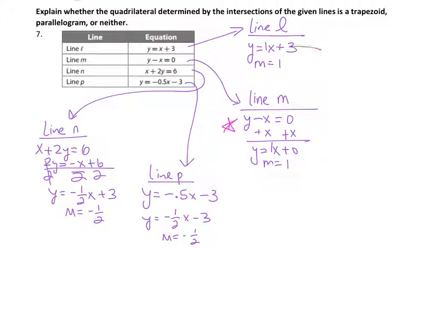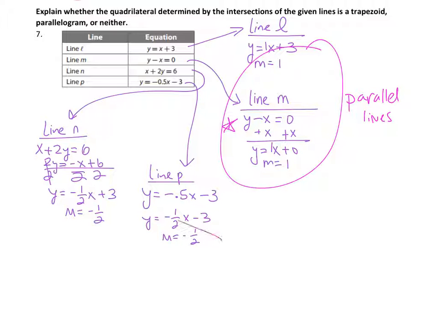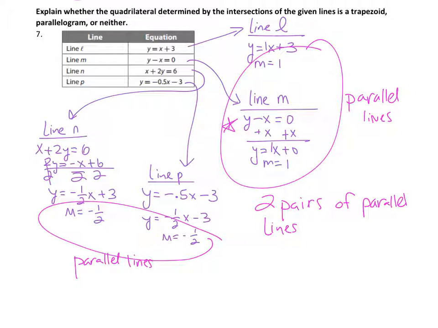Now if you notice, these two lines are parallel, and we also have another set of parallel lines. Since we have 2 pairs of parallel lines, or 2 sets of parallel lines, this tells us it is going to be a parallelogram, not a trapezoid.